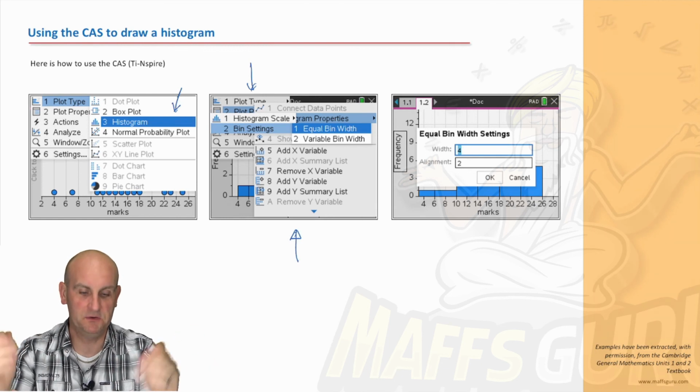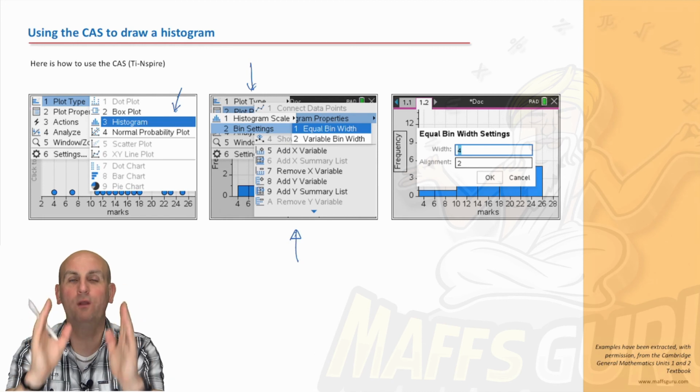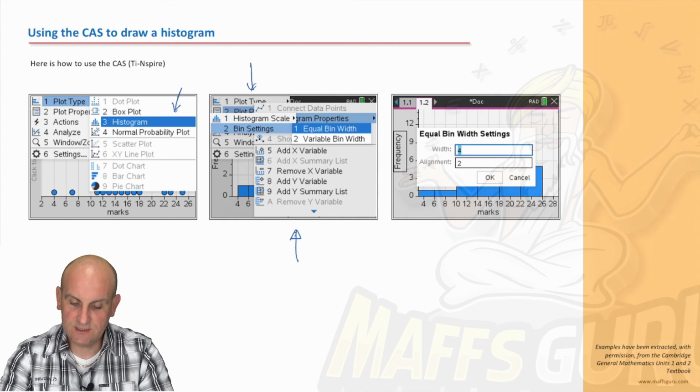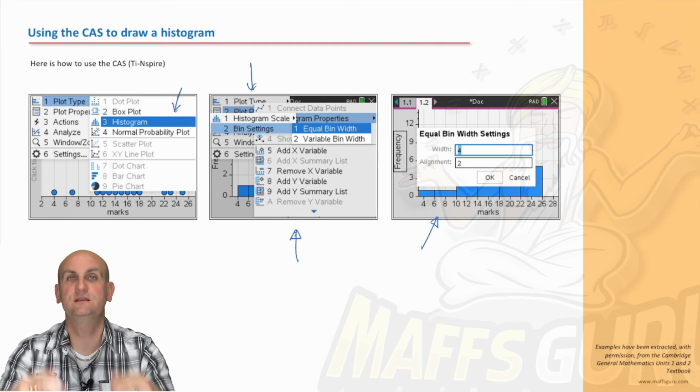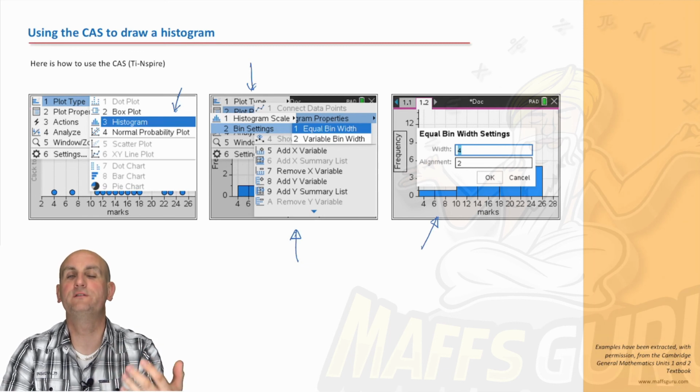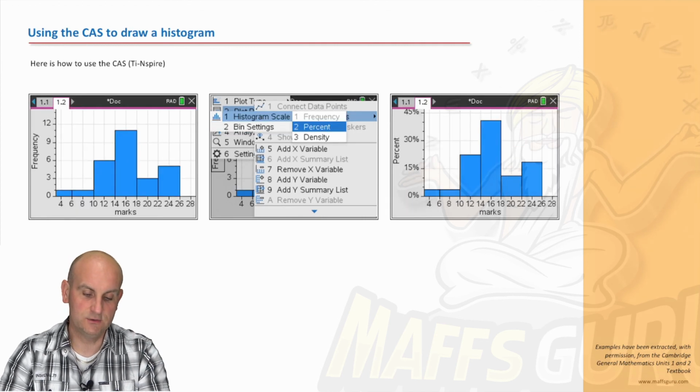Whole new discussion. Then you go and say something like equal bin width. You want your intervals to be equal. Makes sense. Now in this situation, you'll get 2 options: width and alignment. Width obviously is fairly self-explanatory. If I want them to be 4 wide, I make them 4. The alignment is basically saying, where do you want the graph to start? What's the first number you want it to start at? And in this situation, we said 2, yeah? And lo and behold, up comes my histogram with bin widths of 4.